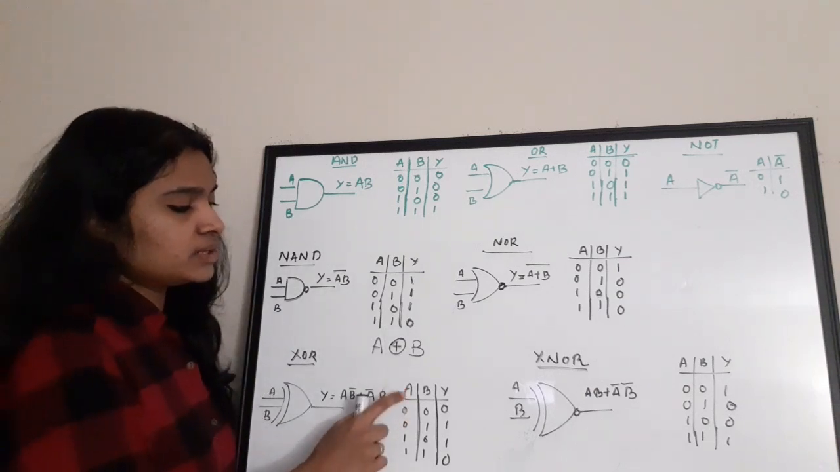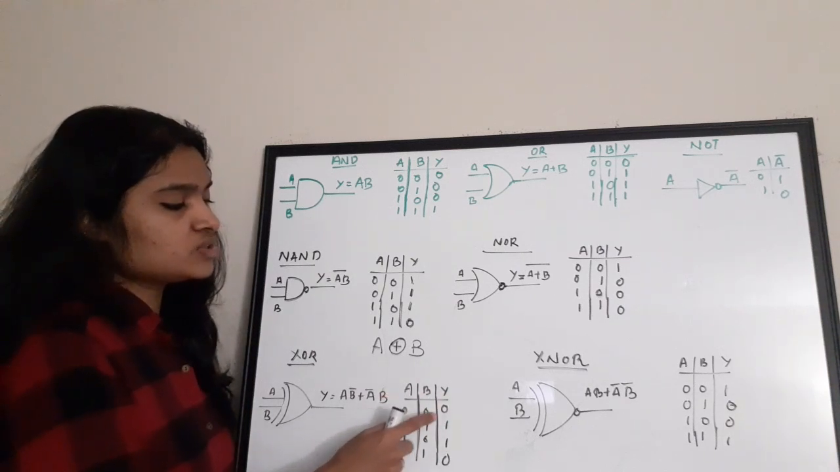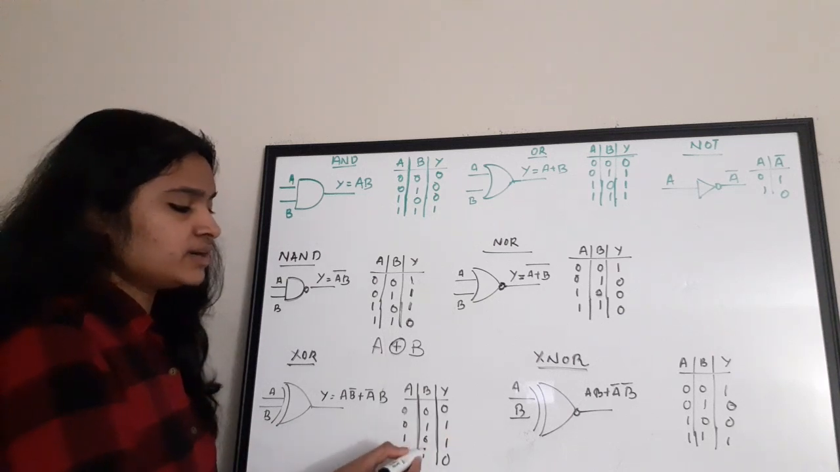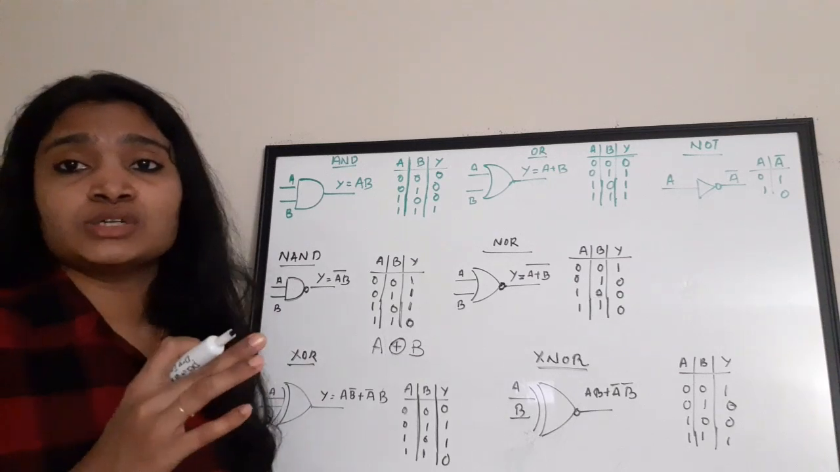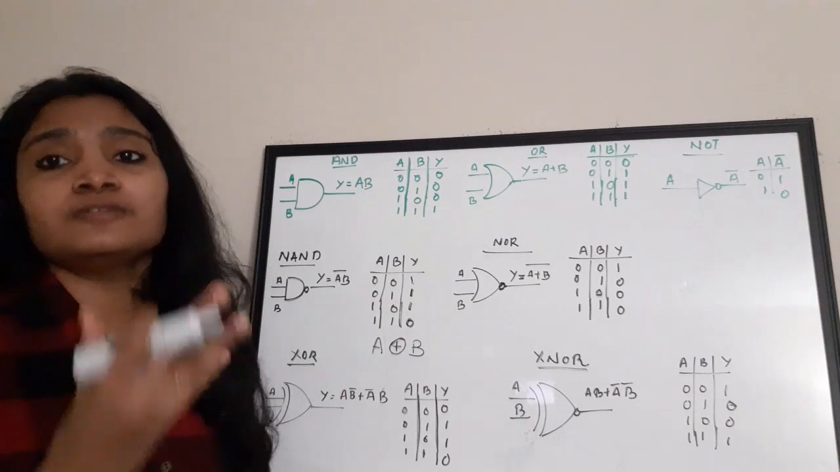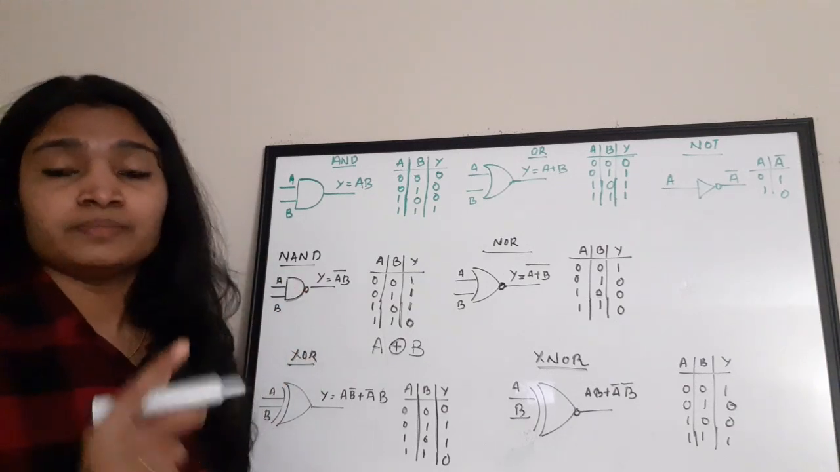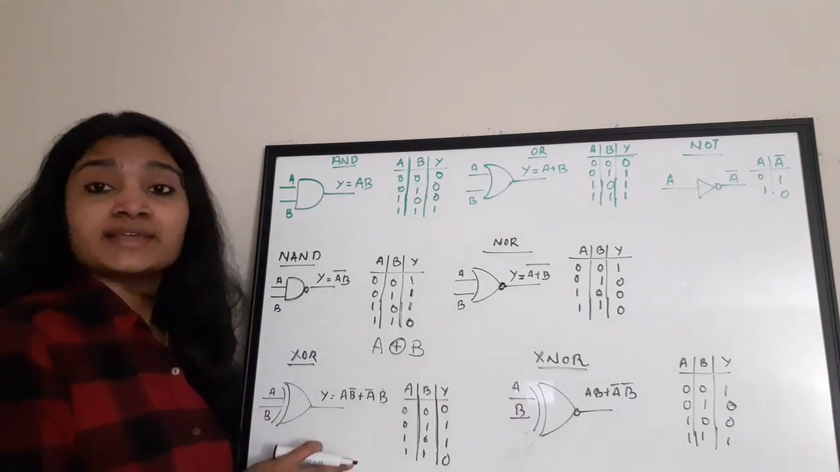Similarly, for A, B as input, Y as output, truth table is 0 0 is 0, 0 1 is 1, 1 0 is also 1 and 1 1 output is 0. That is whenever the combination of inputs are same, output is 0. When it is different, that is one input is 0, other input is 1 or vice versa, your output has to be 1. Okay, so that is the case for a XOR gate.